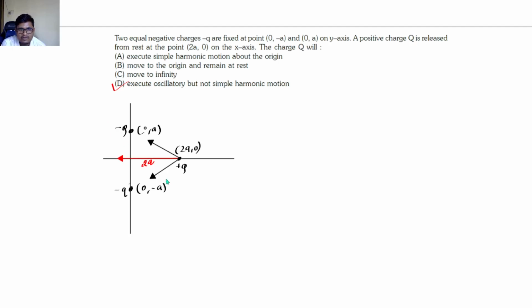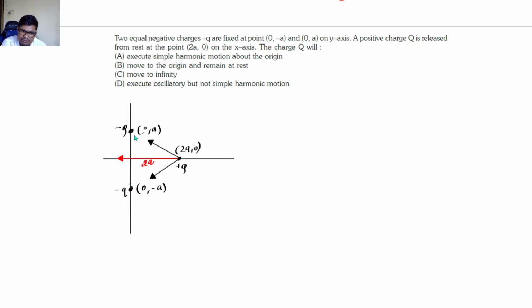The configuration is like this one here. You will find that in this configuration, this is a charge at (2a, 0) that is kept here, and negative charges minus q and minus q are kept here. Okay, and the coordinates are given.